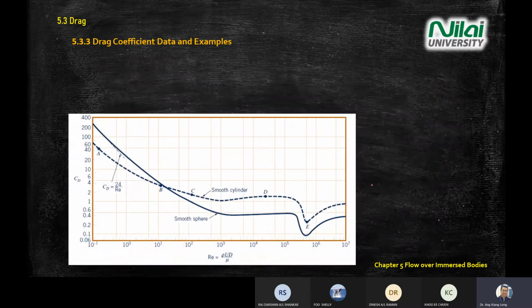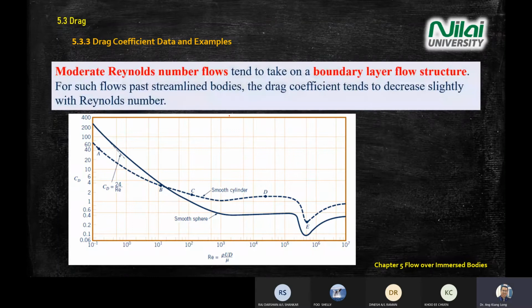Another one is this very interesting graph. If you see CD versus Reynolds number, this one is for a smooth sphere and cylinder. This is my favorite graph. So you have Reynolds number, you have CD. By calculating the Reynolds number, you know the value of CD, that you can use to calculate the drag on the object. Okay.